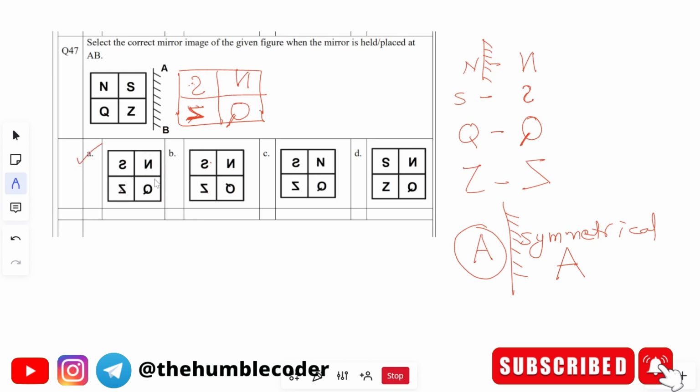So for now let us consider this is correct, but let's also analyze the other options, what was wrong in them. In option B you can clearly see Q is wrongly placed. In C, N is not mirror imaged, so that is why this is wrong. And in D, Z is not mirror imaged, so D is also not the correct answer. The correct answer is going to be option A, which is this one. Hope you have understood it. Let's now move on to the next question.